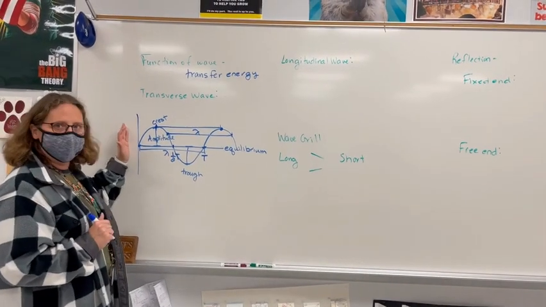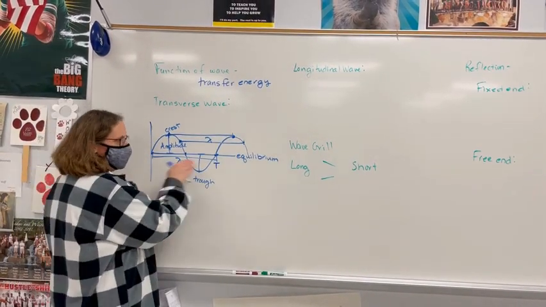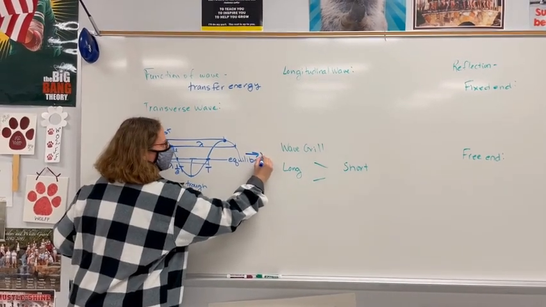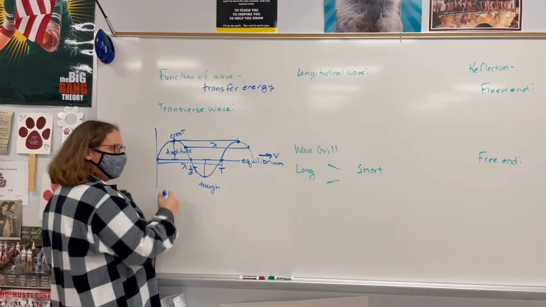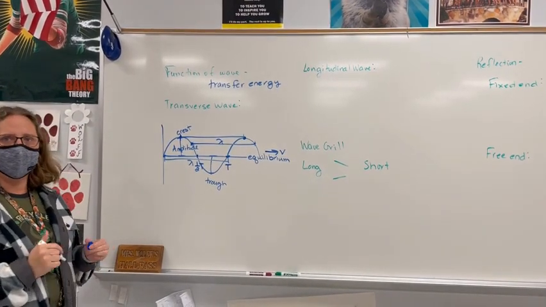Okay, so the definition of a transverse wave is that the medium moves perpendicular to the direction of the wave travel. So in this example, the wave is moving in this direction, and so the medium is moving up or down, which you'll see more clearly when we do the wave grill in a minute.